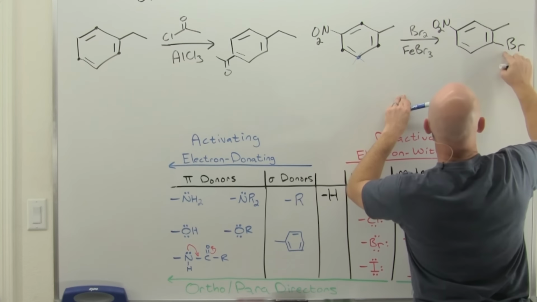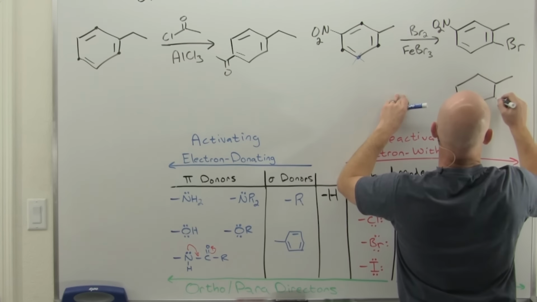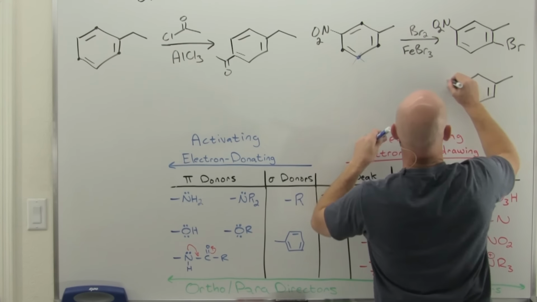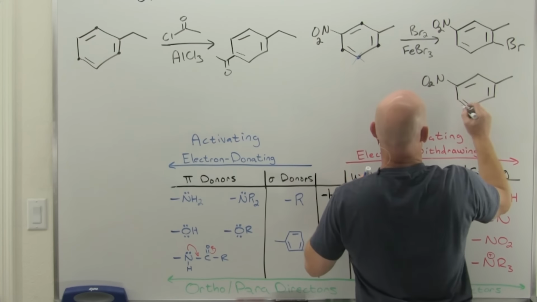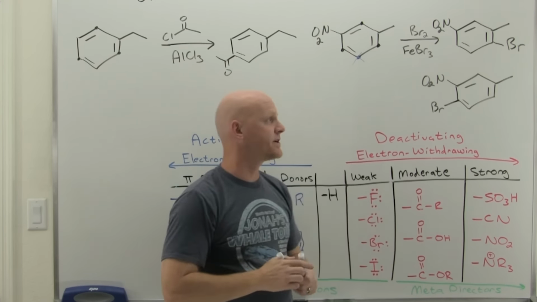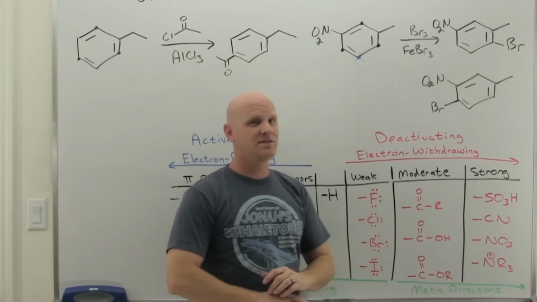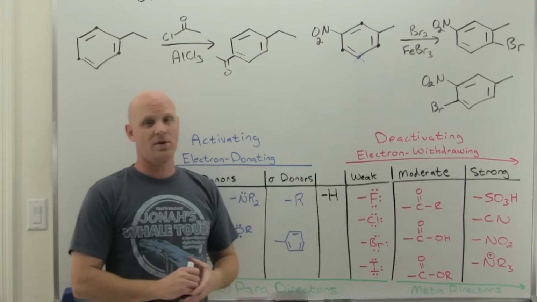So one option is ortho relative to the methyl group. And the other option is para relative to the methyl group, and both will occur. But again, that other ortho position, substitution is not going to take place to any significant extent there at all.